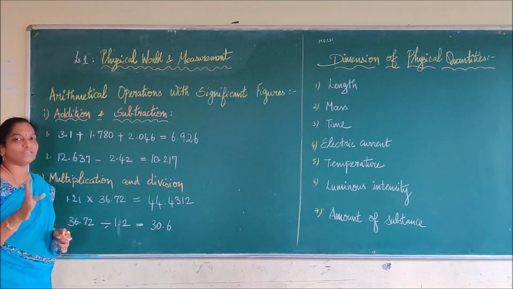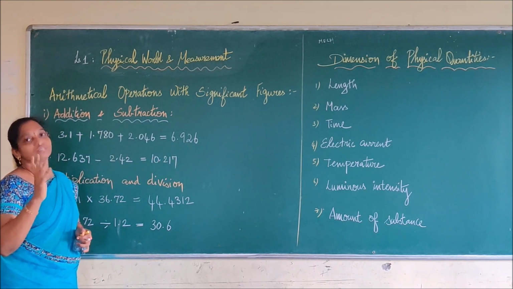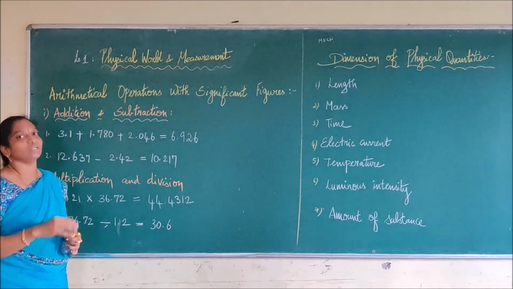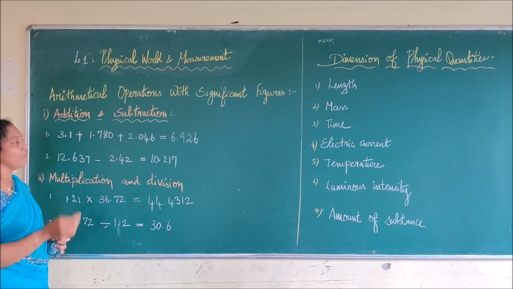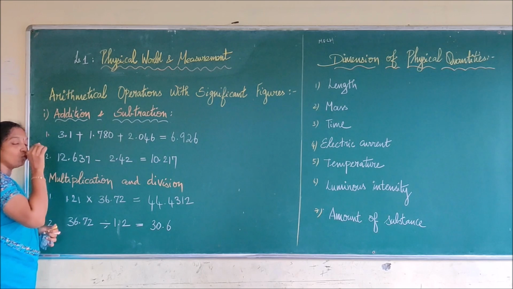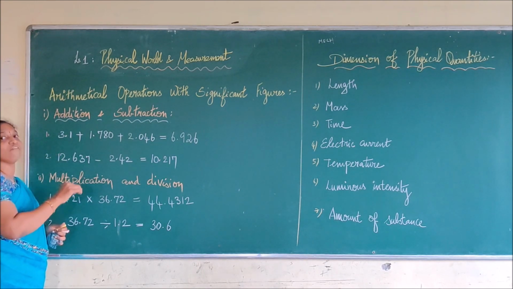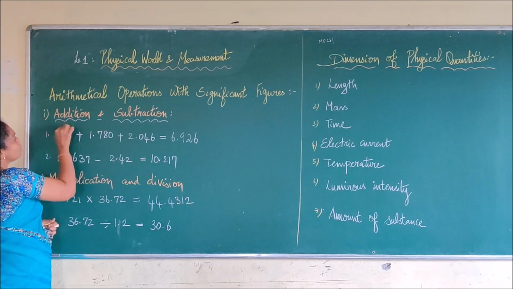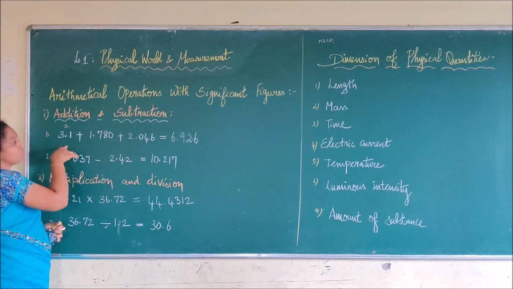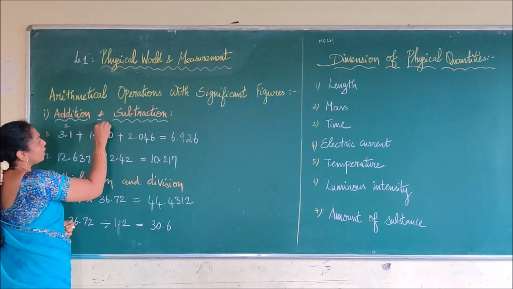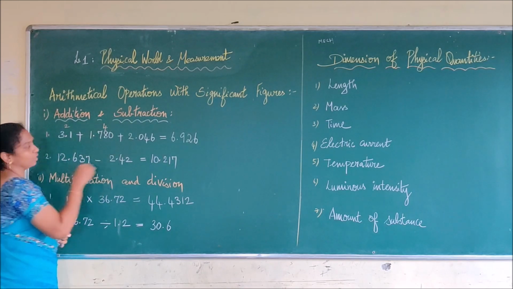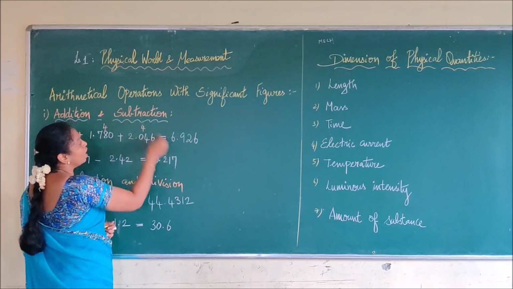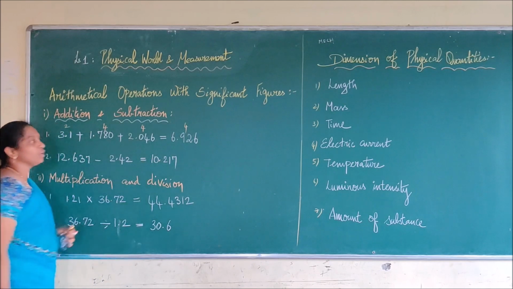6.926. How many significant figures are there? There are 4 significant figures. But what we are going to do is see the sum and check which number has the least significant figures. Here how many significant figures are there? 2 significant figures. Here how many? It has 4 significant figures. Here it has 4. And the result has how many significant figures?